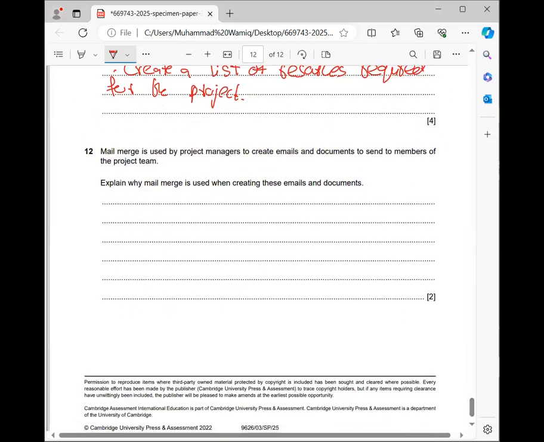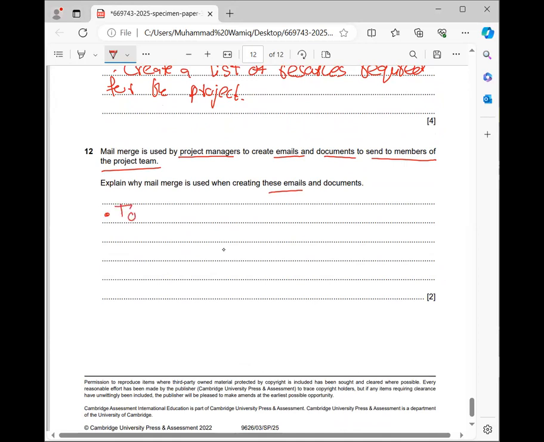Then I have the last question for this, finally, that is question number 12, that says that mail merge is used by project managers to create emails and documents to send to the members of the project team. Explain why mail merge is used when creating these emails and documents. So why do I use them? That's quite easy. That's only for 2 marks.